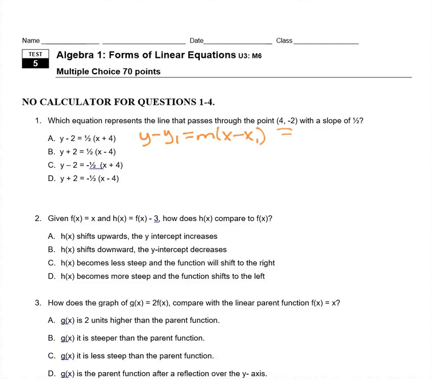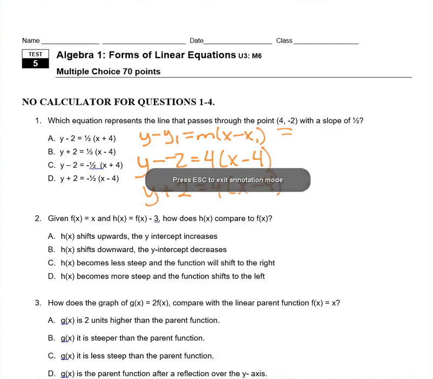So in order to write the equation in point slope form, we want to plug in the -2 for the y and the 4 for the x. Okay, and then we're going to want to simplify the y minus the -2. We can go ahead and simplify that: y plus 2 equals 1/2 times x minus 4. Meaning the answer for this question is B.